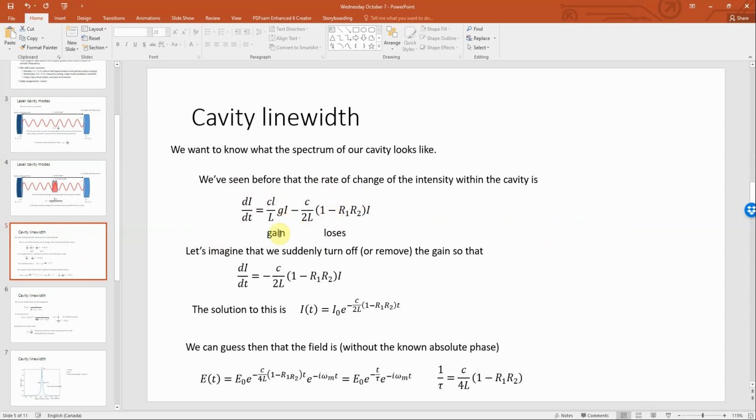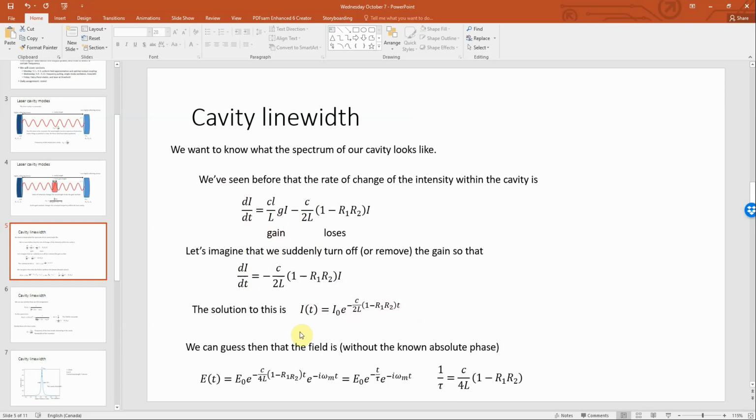Now, instead of having the gain, what if we suddenly turned off the amount of gain, or what if we immediately pulled out this crystal? Somehow we could do this instantaneously fast. Then we'd have some intensity in this cavity, and then all that would be left would be the losses. So the solution to this differential equation is, of course, this decaying exponential.